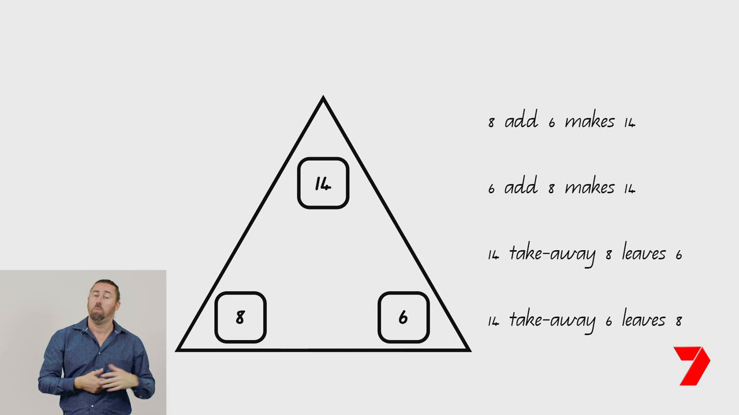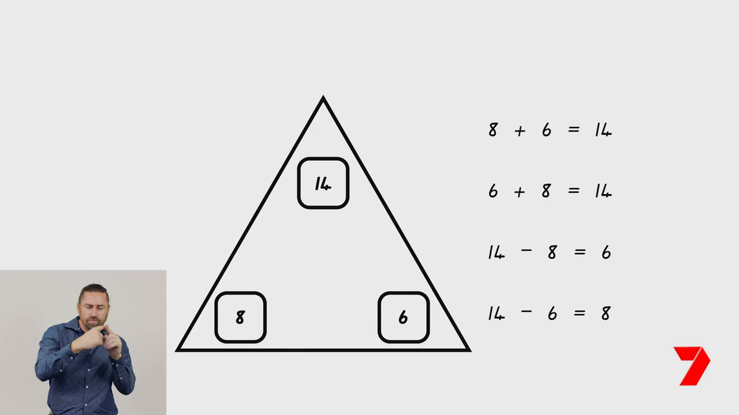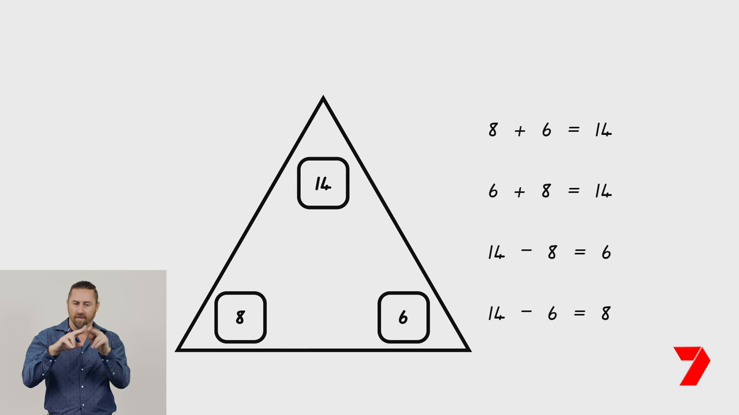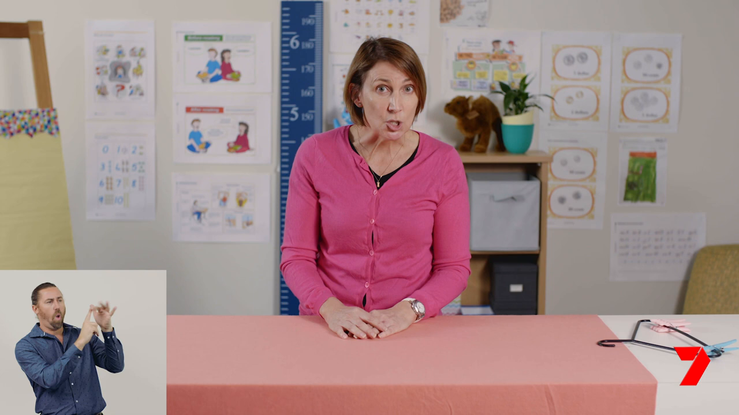And now, if we use our mathematical symbols for addition, subtraction, and equals, we have made four related number facts from our fact family triangle. Wow, we have learned so much about how addition and subtraction are related. We have learned how to use part-part-whole thinking and when we can use addition or subtraction to solve problems. We have also learned how the fact family triangle is just like a part-part-whole model and that it helps us to see the related addition and subtraction facts.